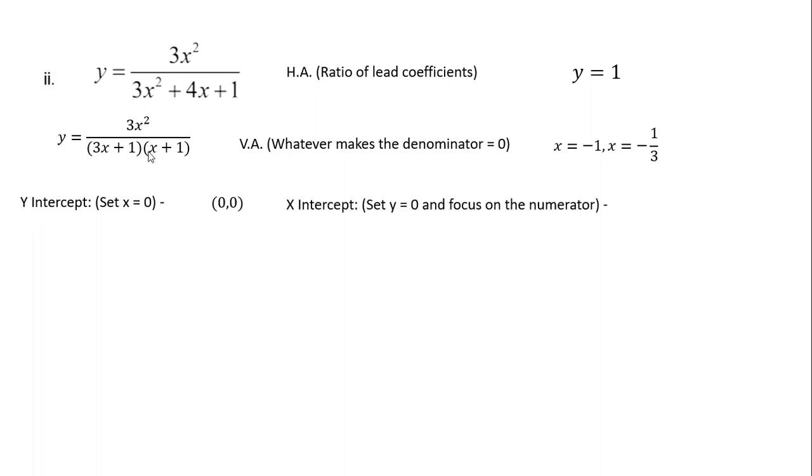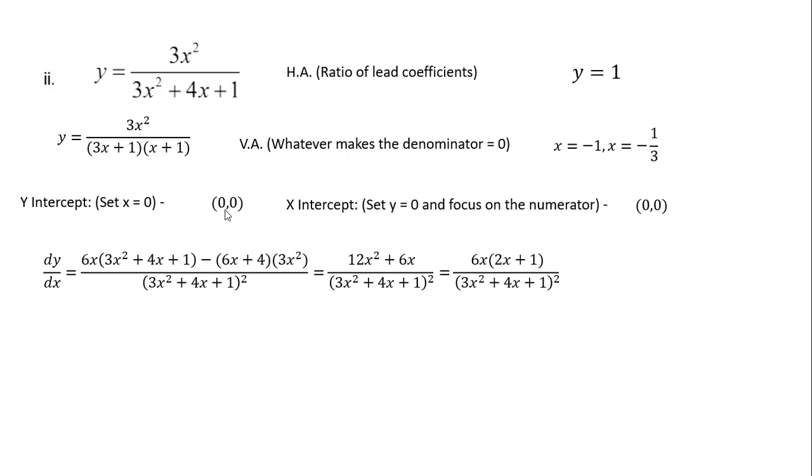Similarly, if I set my y to 0, so put 0 on this side of the equation, that means if I cross multiply, I'm going to get 3x squared equals 0, which means that x is going to be 0 as well. So my other intercept at x is also the origin. The origin is the x-intercept and the y-intercept. Great. Now I'm going to take the derivative.